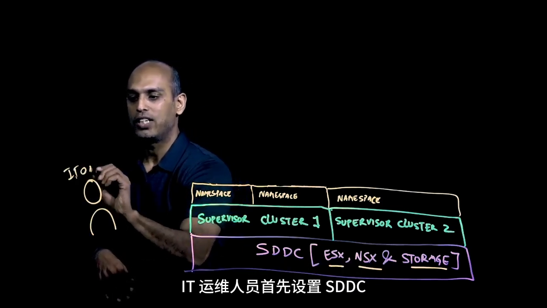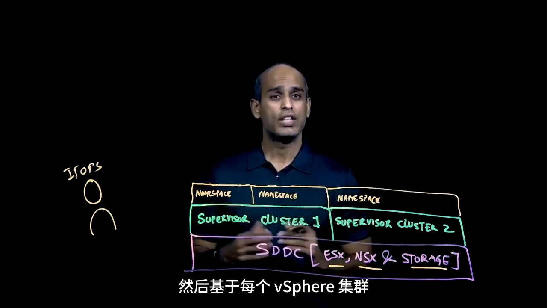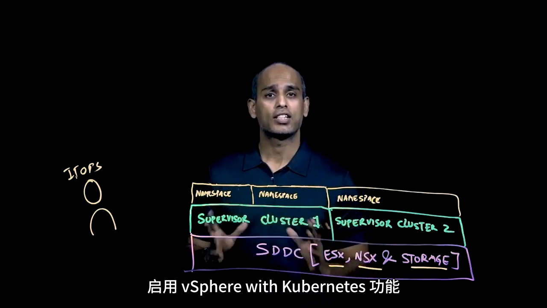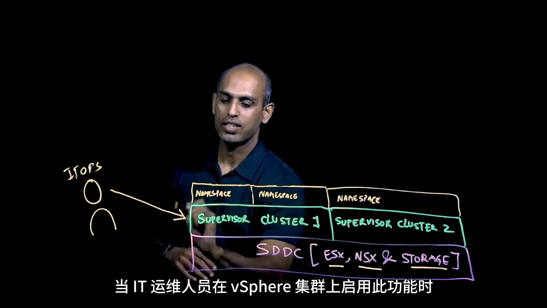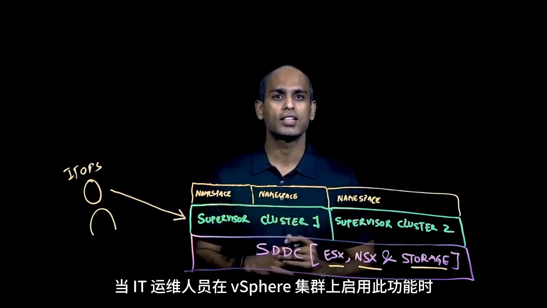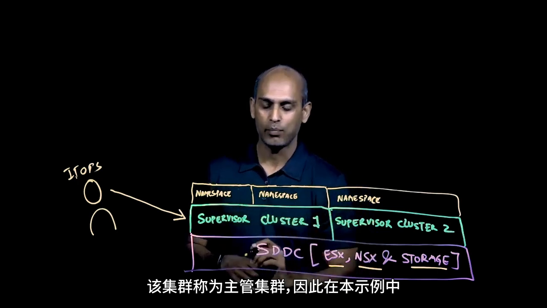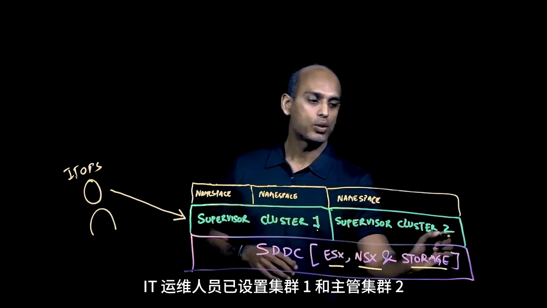See, the IT ops individual first sets up the SDDC and then turns on vSphere with Kubernetes capabilities on vSphere on a cluster by cluster basis. So when an IT ops individual turns on this capability on a vSphere cluster, it is termed as supervisor cluster. So in this example, the IT ops individual has set up cluster 1 and supervisor cluster 2.